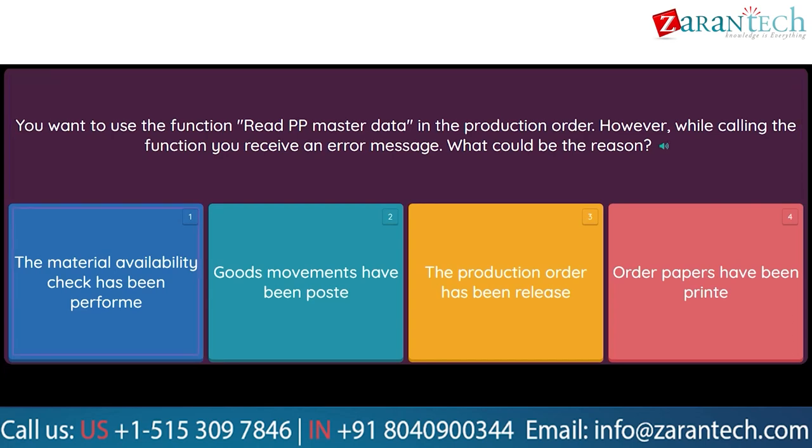Option 1: the material availability check has been performed. Option 2: goods movements have been posted. Option 3: the production order has been released. Option 4: order papers have been printed.